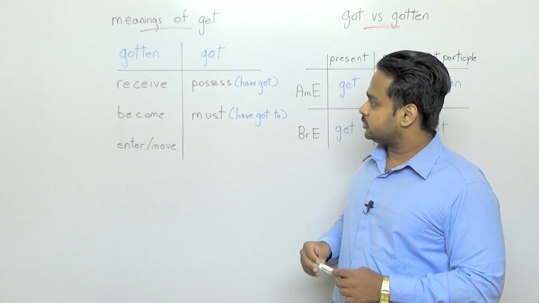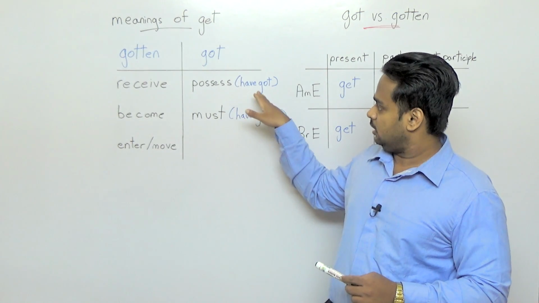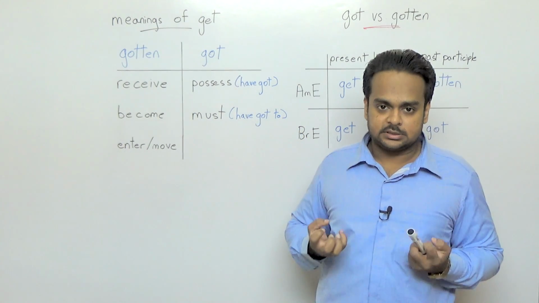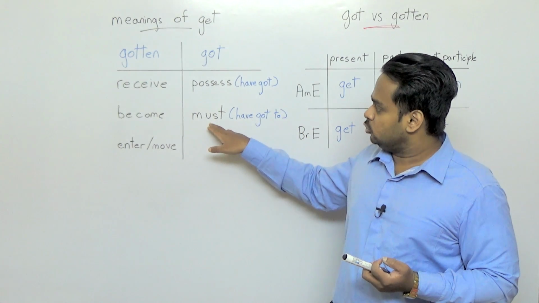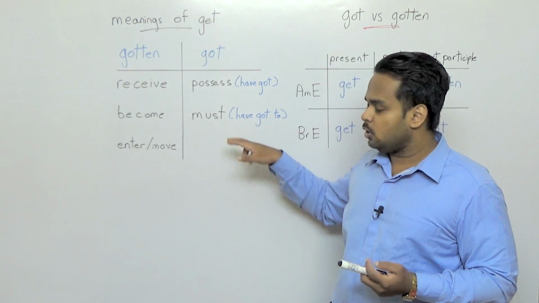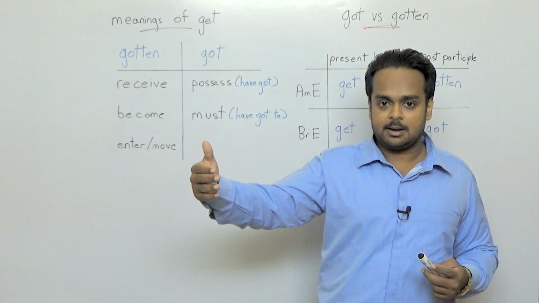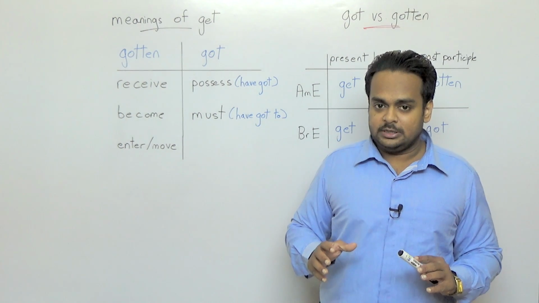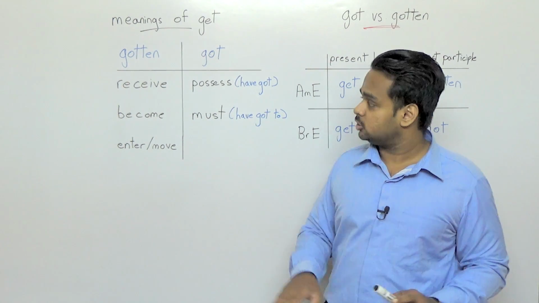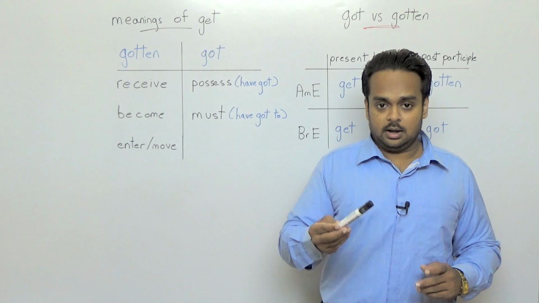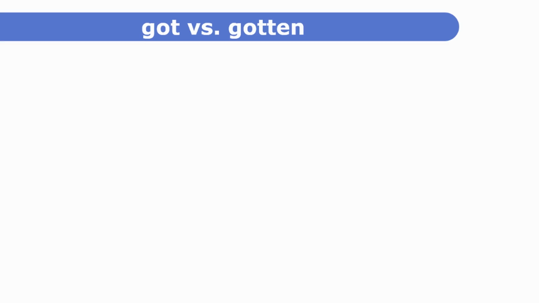But when we use get to mean possess, like when we say have got, I've got something. Or when we use get to mean must, so I've got to go, for example. In those cases, we don't use gotten even in American English. We use got. Have a look at these examples. We've got 2 kids. Here, what I'm saying is that we have 2 kids. Have got is just a way of saying have in this sentence. That's why we're not using gotten.